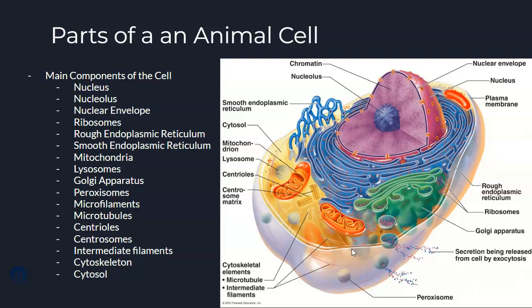So here are the main components of a cell. We have nucleus, nucleolus, nuclear envelope, ribosomes, rough ER, smooth ER, mitochondria, lysosomes, Golgi apparatus, peroxisomes, microfilaments, microtubules, centrioles, centrosomes, intermediate filaments, cytoskeleton, and cytosol. So these are the main components we're going to study and go over today.